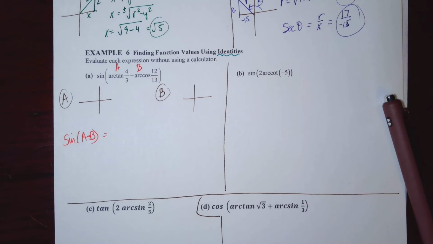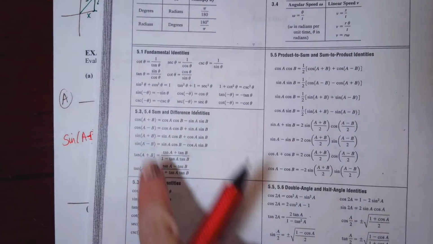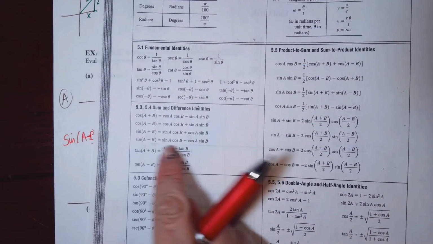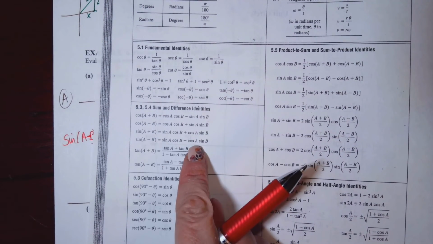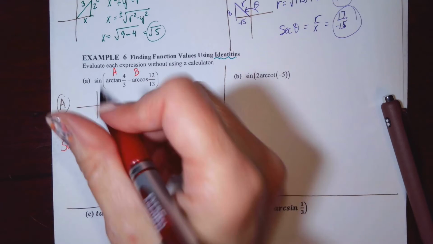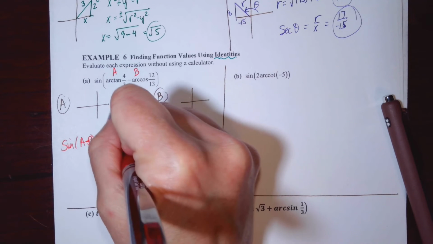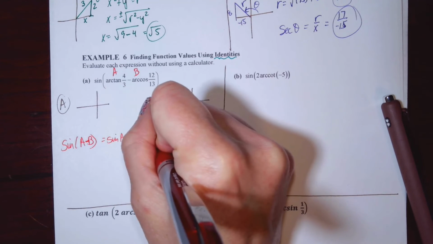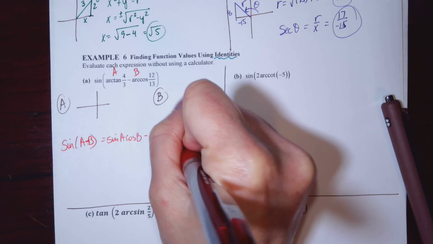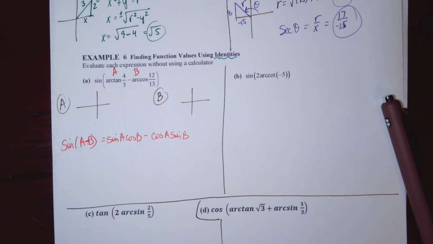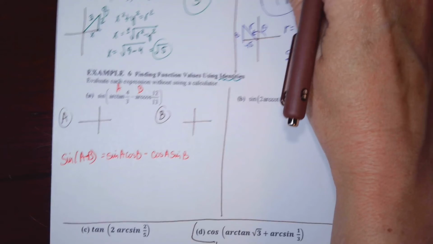Well, because I don't have to have all these memorized, I just have to be able to recognize, oh, I know what that is. I know where to go find it. Sine difference identity is right here. So I'm going to need to know sine A, cosine B, that product, minus cosine A, sine B, that product. So I need to know both sine and cosine for angles A and B. So let's figure it out.